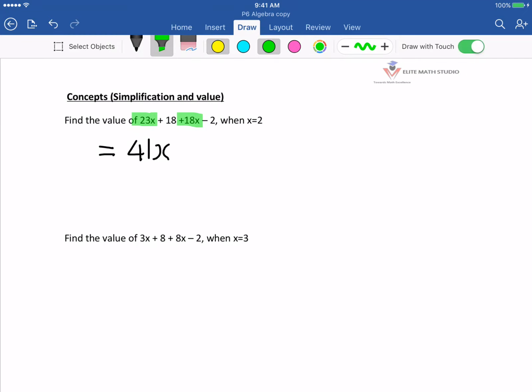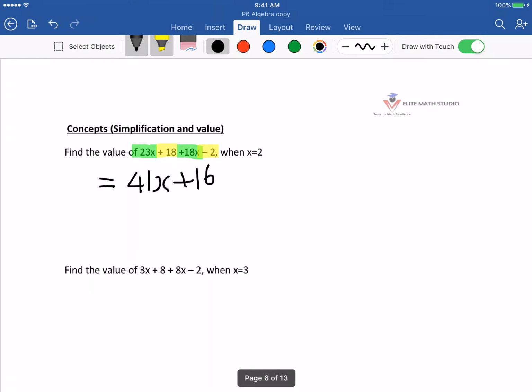So it's actually equals to 18 minus 2. What's 18 minus 2? Positive 16. That's simplification. However, if you look at the back here, we actually have x equals to 2 here. So that means now you need to sub x equals to 2 in. So equals to 41 bracket 2 plus 16.